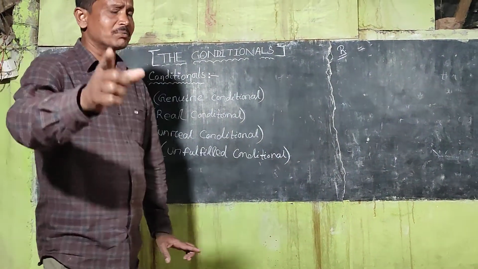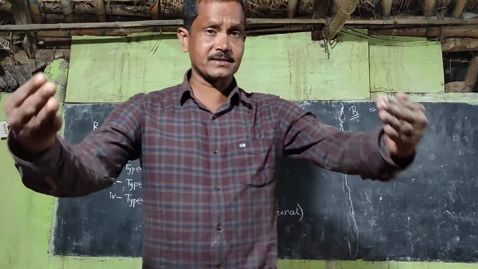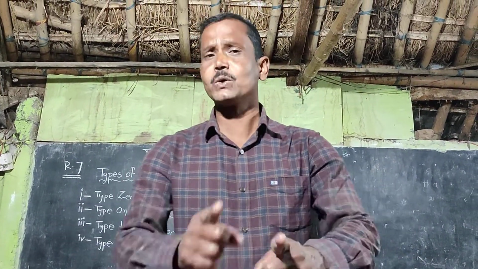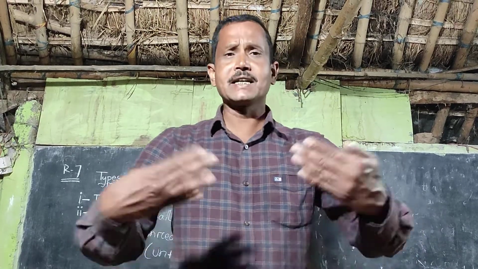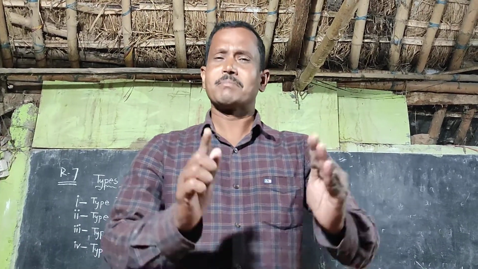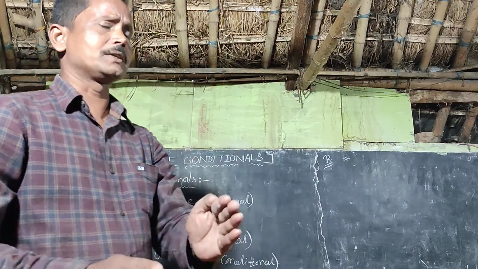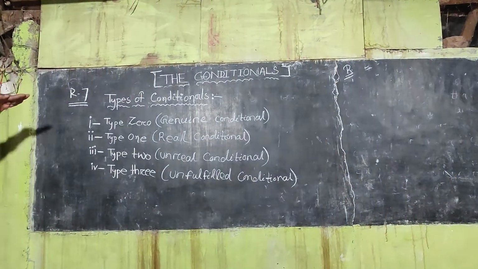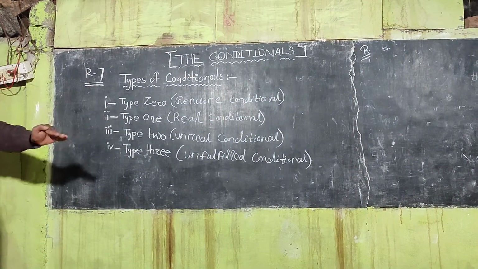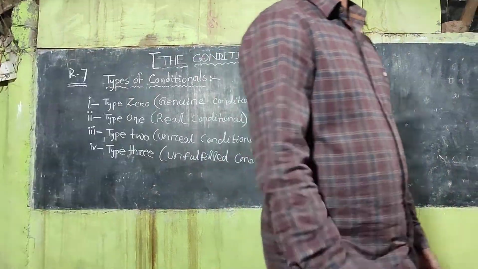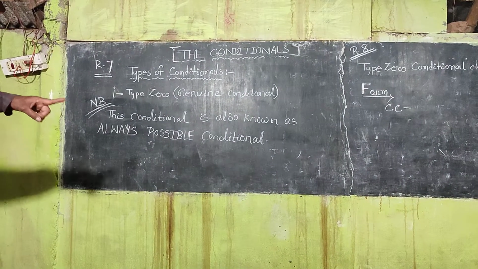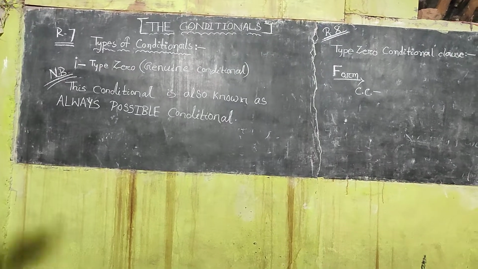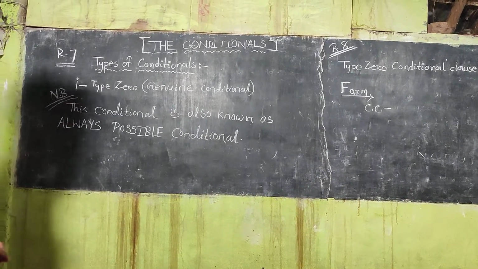Some learners say types of conditional clauses, not types of conditional sentences, because types means varieties, and varieties means conditional clauses or main clauses. Without conditional clauses or main clauses, conditional sentences can't be imagined. So in this way there are 4 types of conditionals: type 0, type 1, type 2, type 3. Type 0 conditional is also known as always possible conditional.